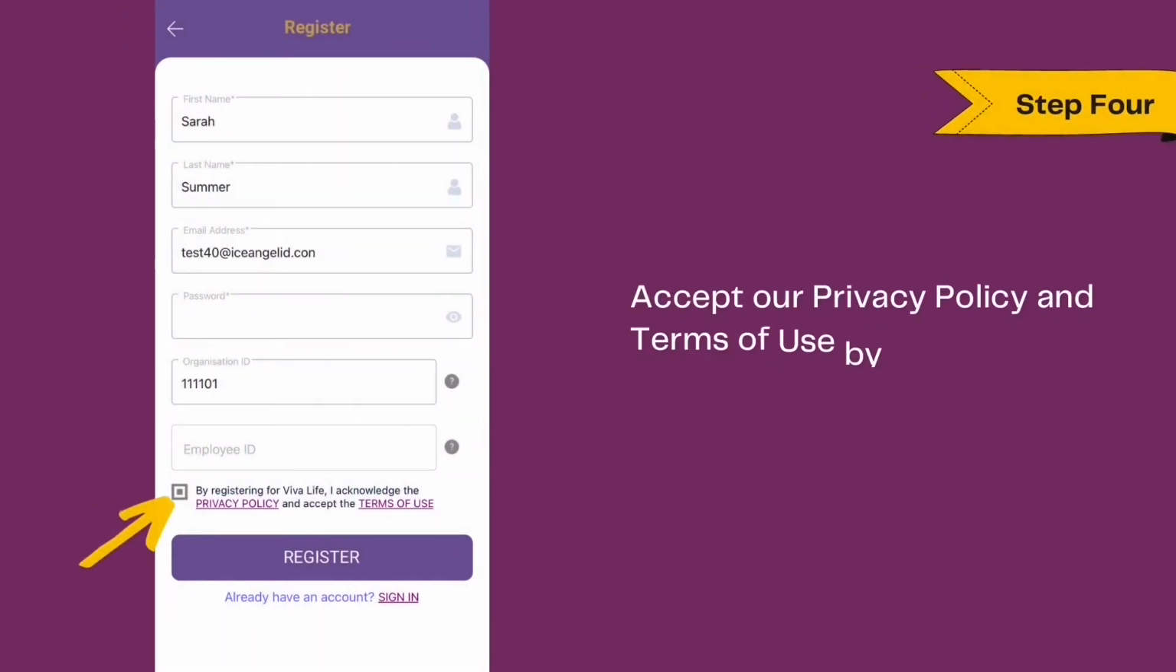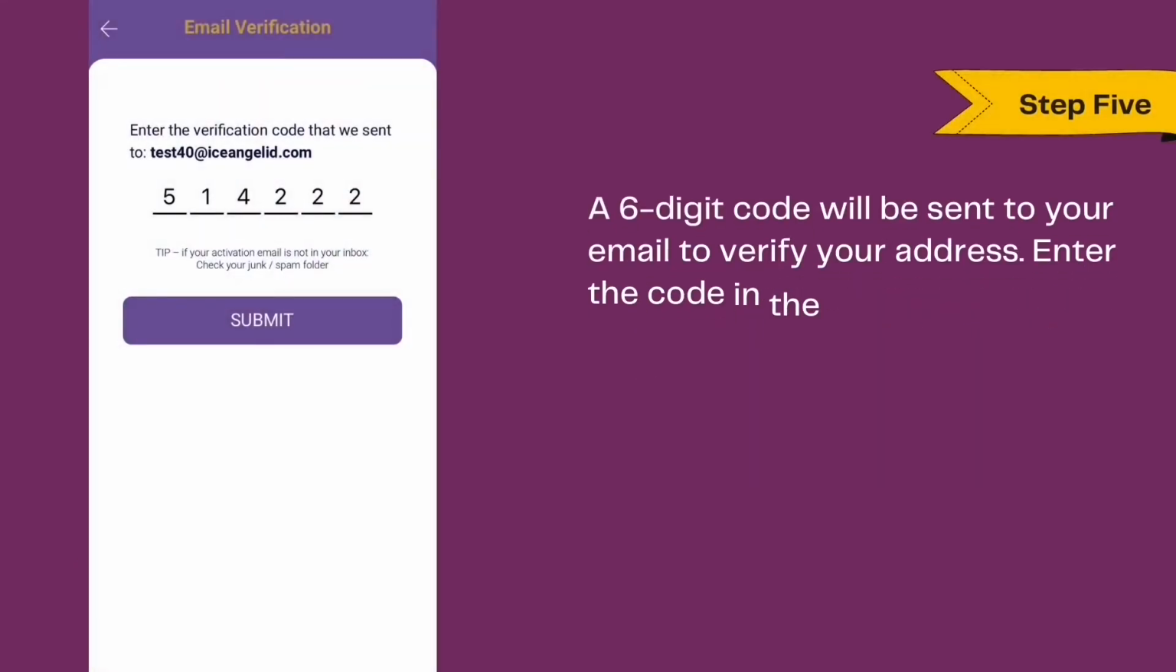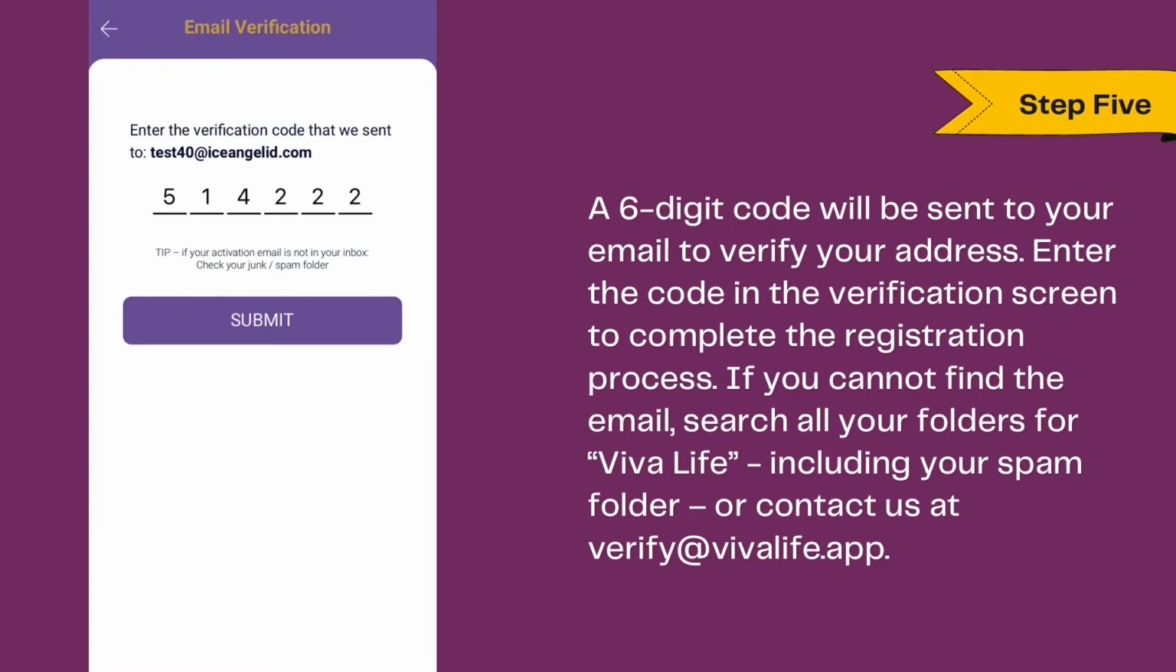Accept our privacy policy and terms of use by tapping the checkbox. A 6-digit code will be sent to your email to verify your address. Enter the code in the verification screen to complete the registration process. If you cannot find the email, search all your folders for Viva Life, including your spam folder, or contact us at verify@vivalife.app.